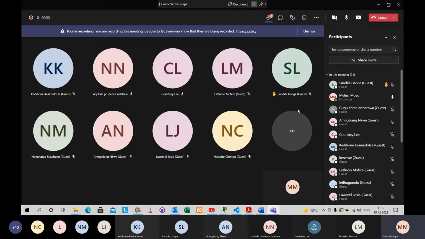Thank you, Sandile, for that. So that's the policy and the procedure. That's their way of trying to protect that information or making sure that the information gets to the correct person.